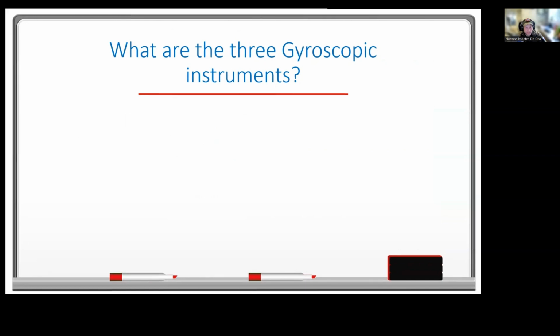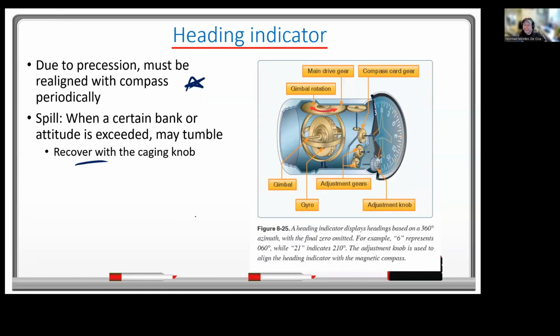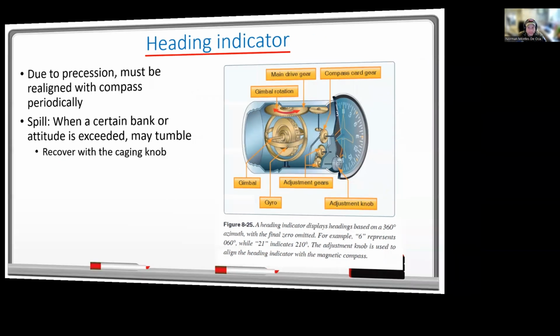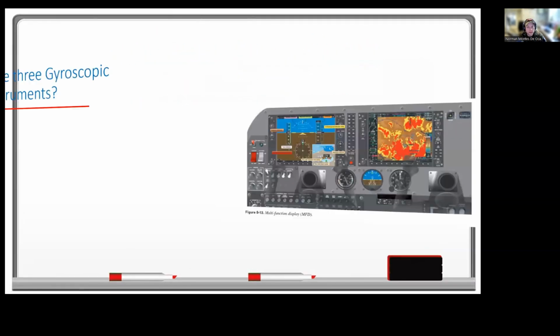And let's review the heading indicator just a little bit more. It indicates our heading. Now, remember that this isn't a compass, it's a gyroscope, so it's going to have its own issues. The compass deals with magnetic flux or magnetic fields, while the heading indicator is all about gyroscopes. It's a high spinning gyroscope. And we did that already.